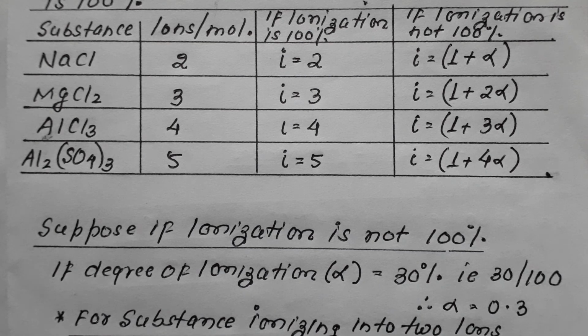So questions based on the Van't Hoff factor are very, very important. Right now we are dealing with substances which dissociate, that is ionize, in the solution. At the same time, there are substances which associate in the solution. For dissociating substances, this is how we calculate the value of i.